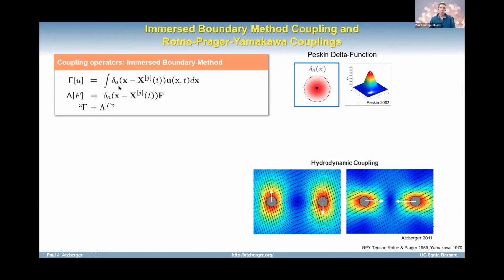in my notation, I would think of the velocity averaging, gamma u, as being this integral against this spread out Dirac delta, and this lambda, the force spreading operator, as being whatever your particle forces are times the spread out Dirac delta. You can show very readily that these satisfy the adjoint conditions. In fact, that's how they were originally derived.